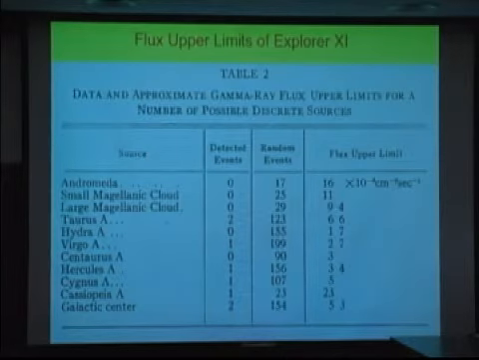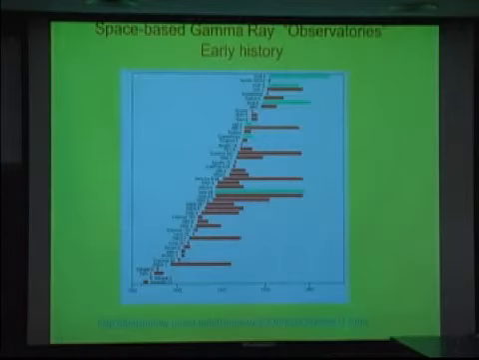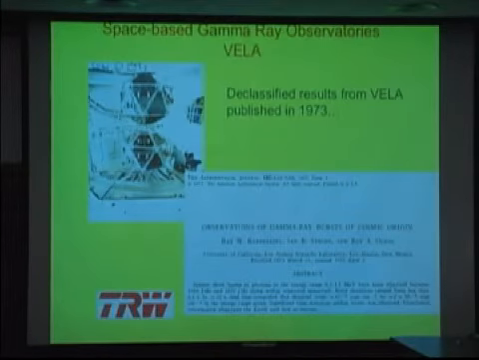I really don't know how to read that result table, but there was quite a bit of activity in gamma ray observations, starting with this Explorer 11 on various satellites and other missions such as Apollo. Gamma ray detectors were flown, quite a number. This was up through 1973. The duration of the operation, yes.